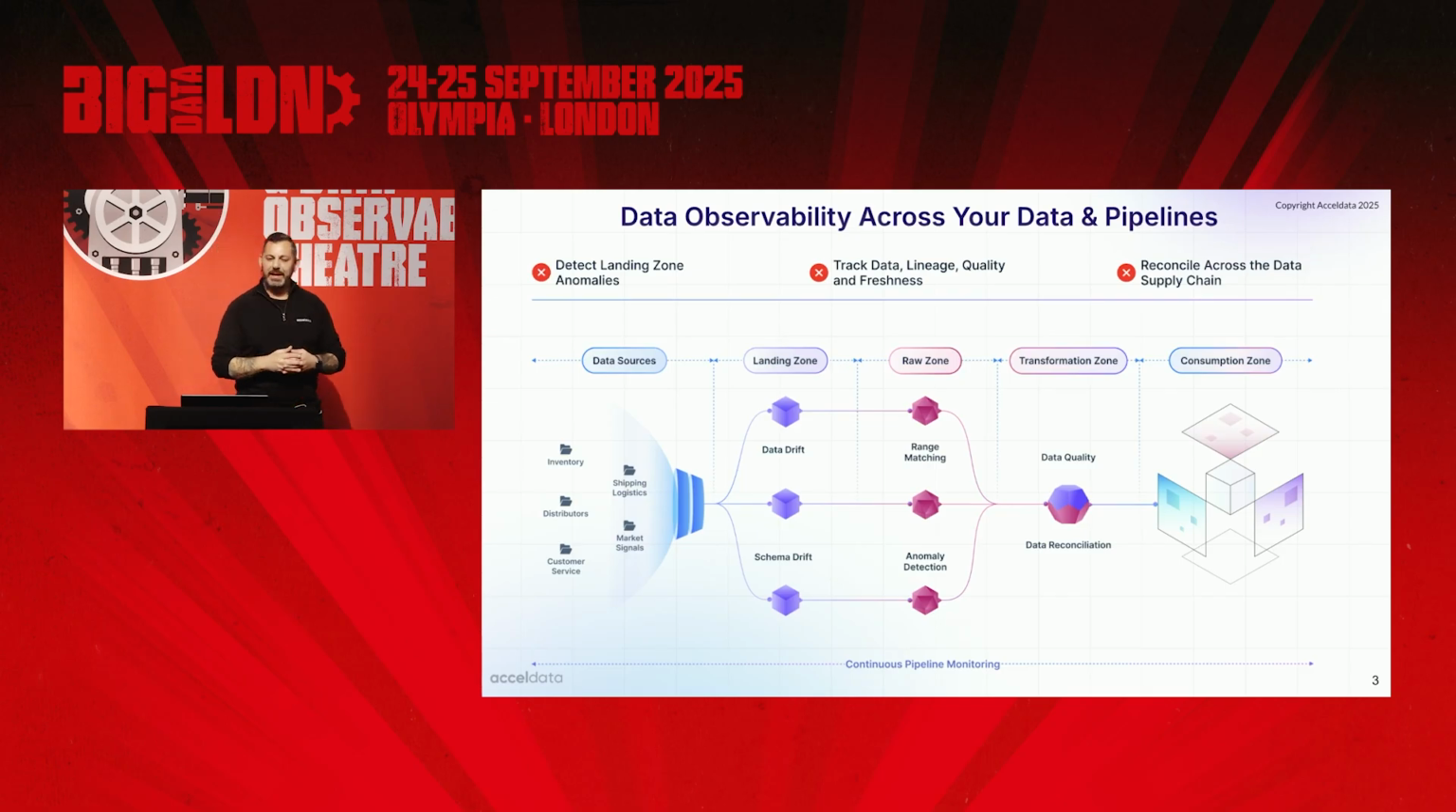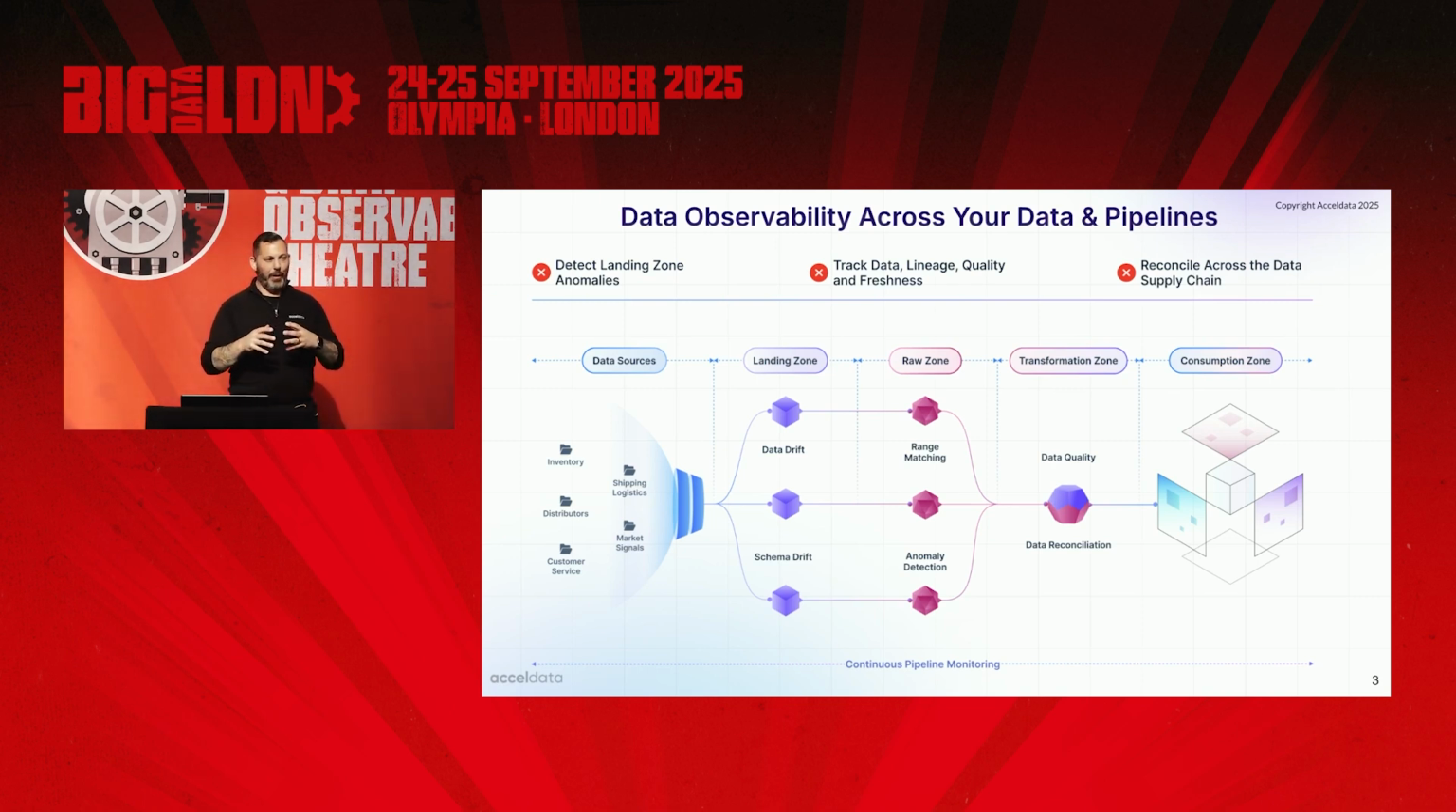Data observability is a platform to help you detect anomalies as data lands in the landing zone, to track data, to track lineage, to track quality, to track freshness, and to reconcile and compare data across disparate data sets throughout your entire supply chain.